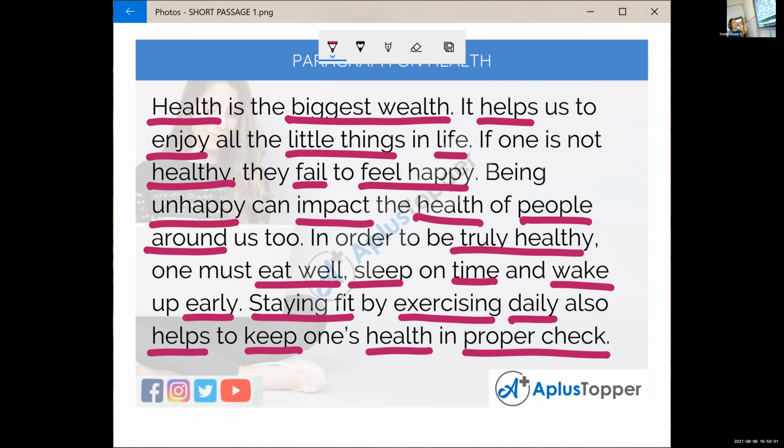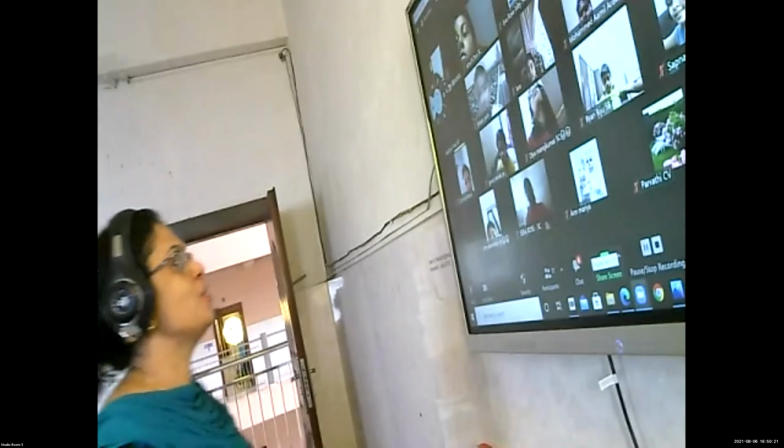Wow, wonderful. Very good. See, this is how we understand the words to be stressed in a passage. And when you read, you have to make sure that these words are a bit higher, a bit longer, and a bit louder. Very good. Wonderful job, Adidev. You got it perfectly right.